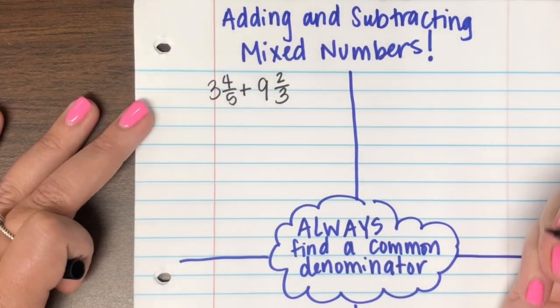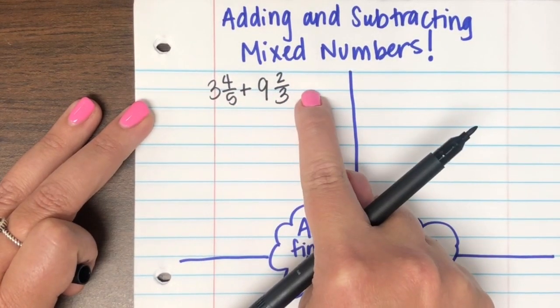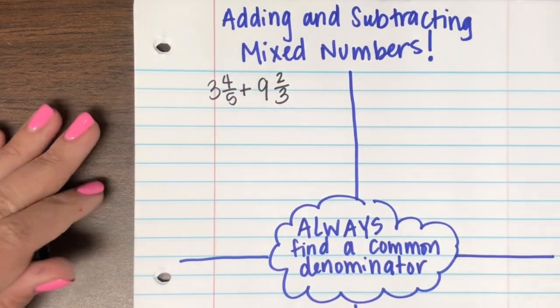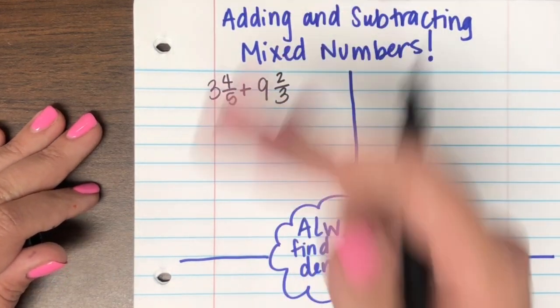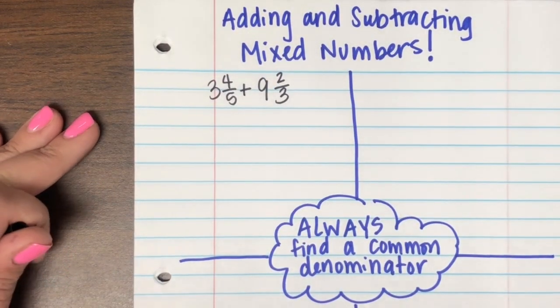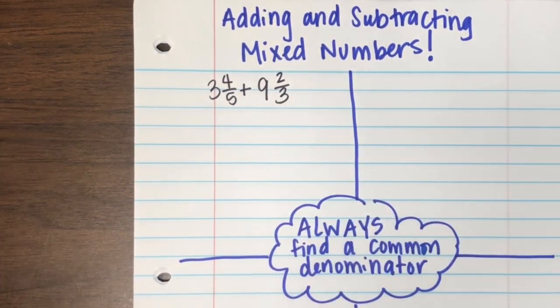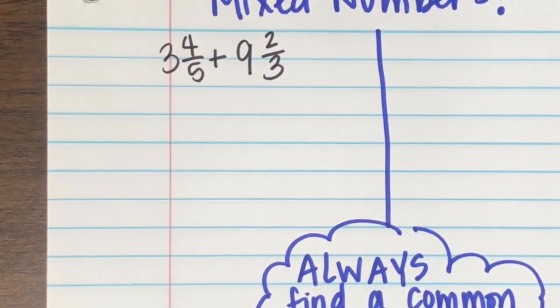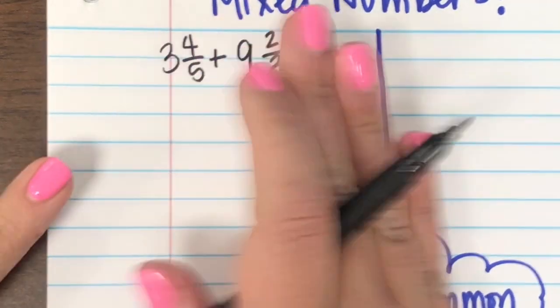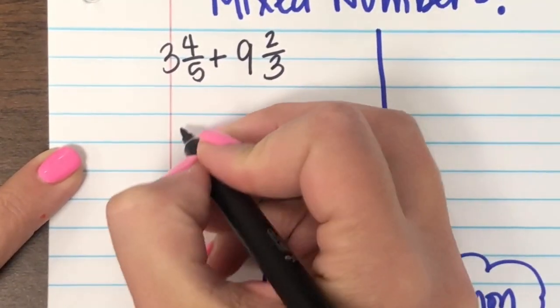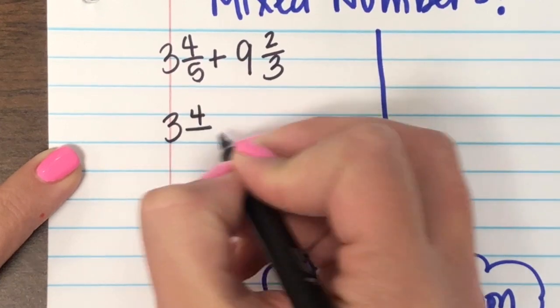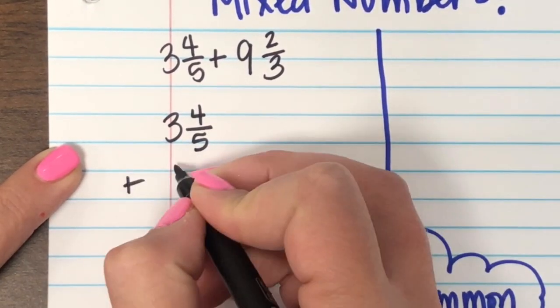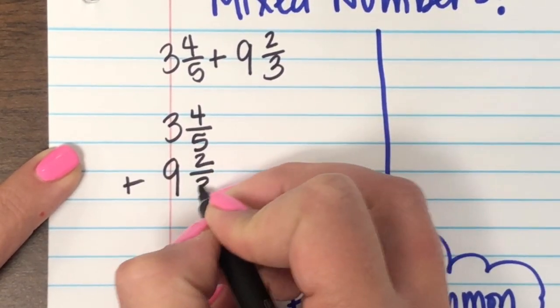You're going to see me write them this way first so that you can see the original problem, and then you're going to see me write them up and down. I personally prefer to write them up and down just because I think it's a little bit easier when we are working with fractions to write them that way. So this is going to be our original question, and then I'm going to rewrite 3 4/5 plus 9 2/3.